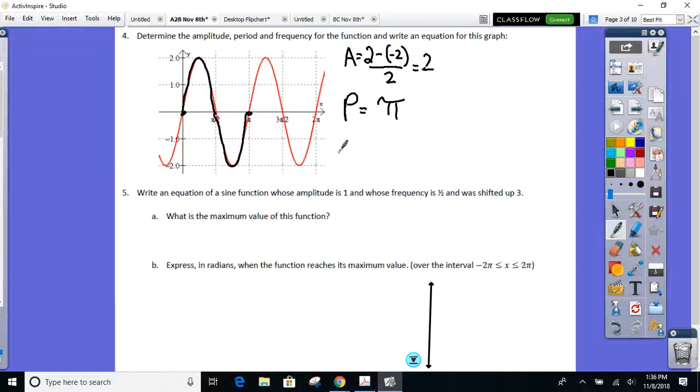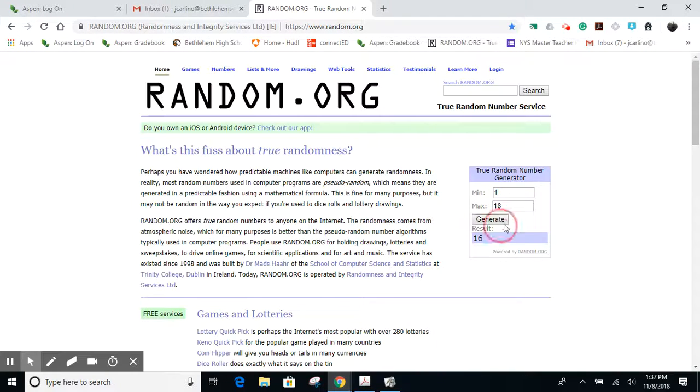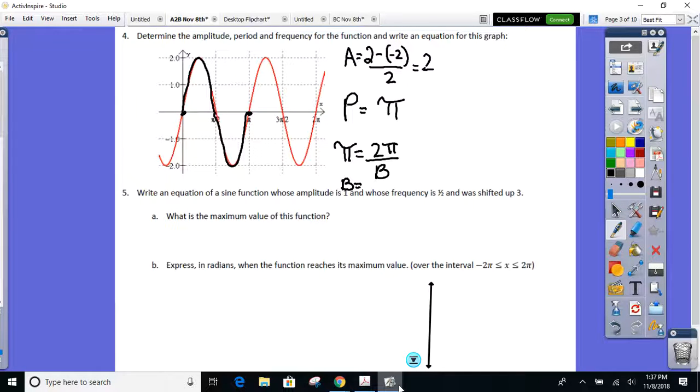And now find the frequency using the period. Pi equals 2 pi over b. Oh, 17, B value? Is that a question or an answer to my question? Be confident. Good job. Nice job. 2, be confident.